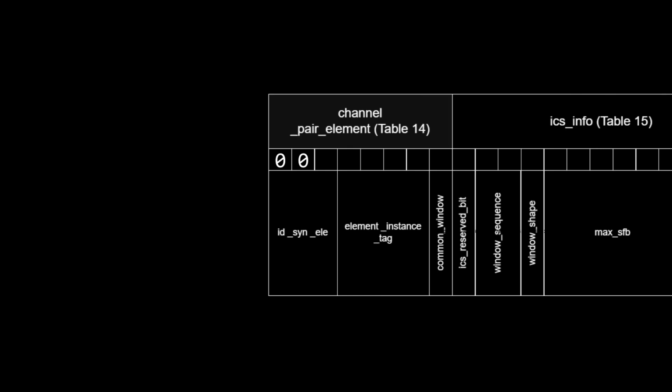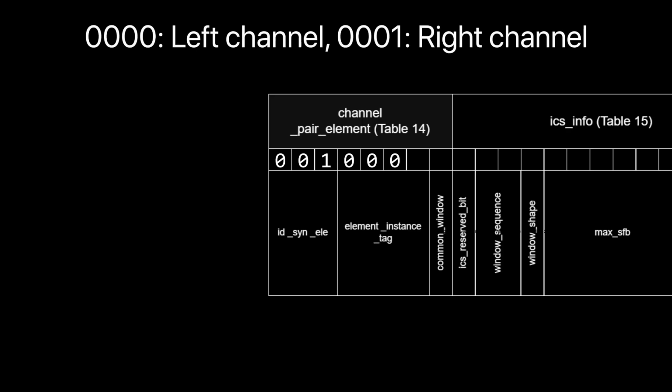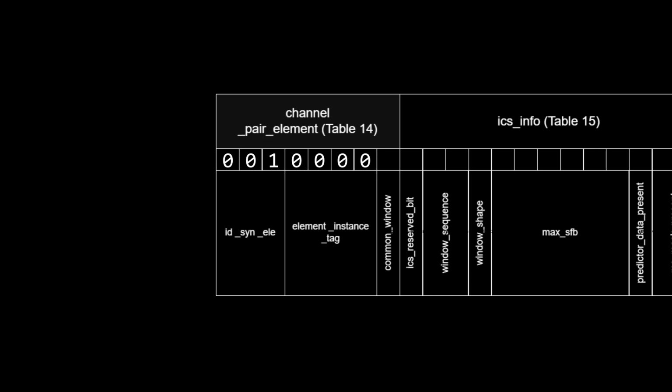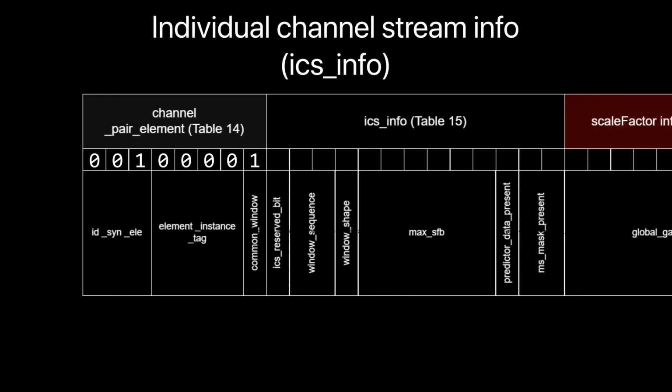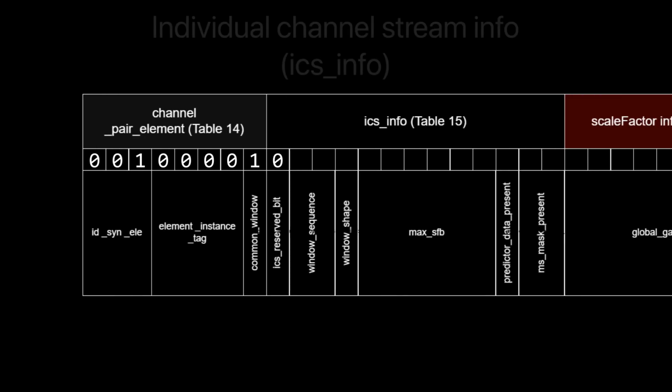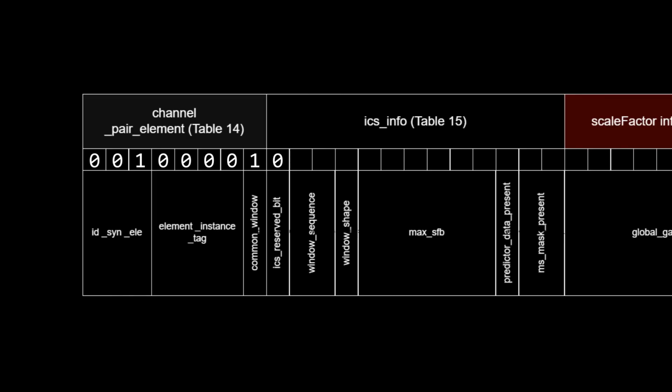Start by writing a 1 using 3 bits to indicate the frame contains 2 channels. Then, using 4 bits, write a 0 or a 1 to indicate the left or right channel. Next, we'll write a 1 to indicate that both channels are using the same settings. Now, we'll encode our channel settings. Start with a reserved 0 bit.